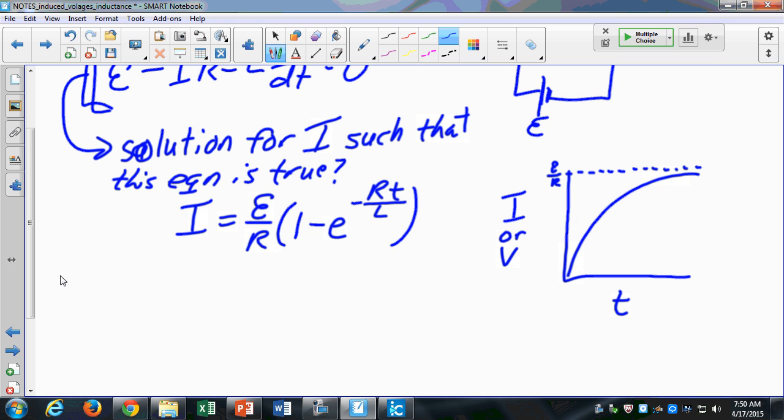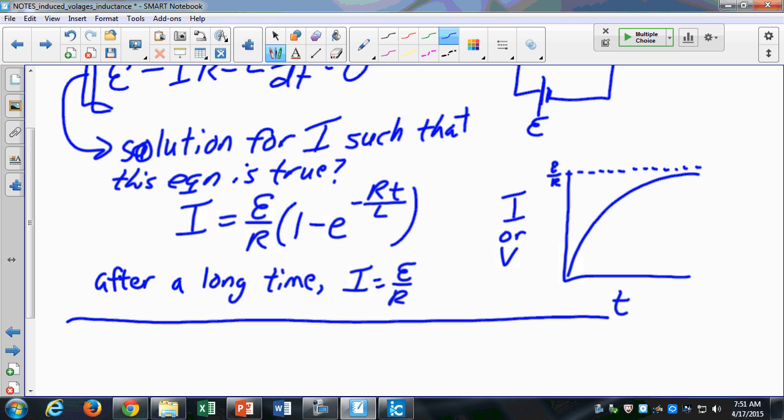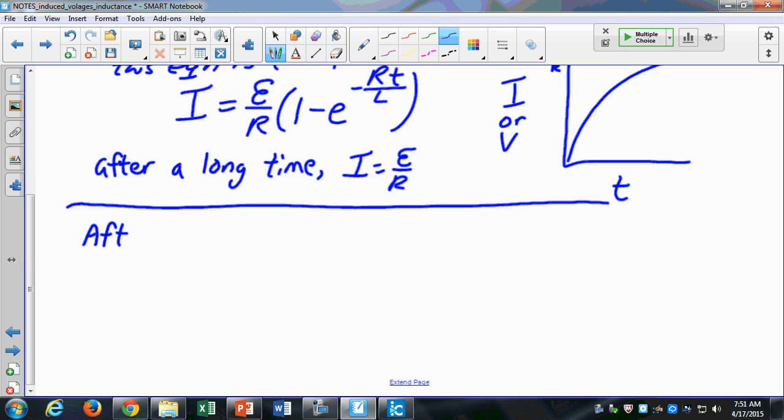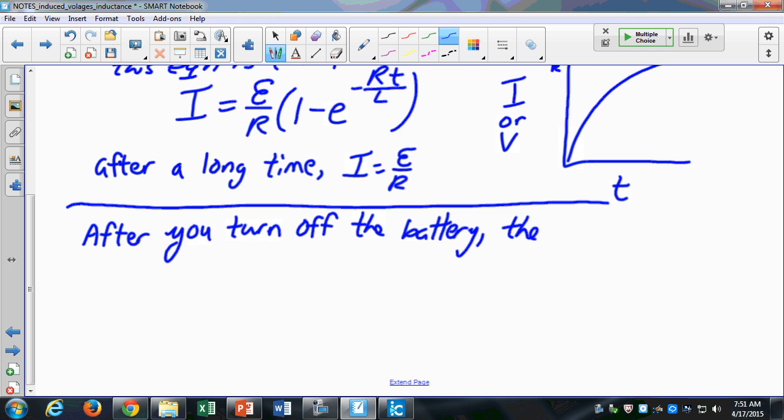All right, so after a long time, as I said, I is equal to E over R, as if the inductor is just not there at all. All right, so similar also to capacitors, after you turn the circuit off, that inductor will actually generate a current for a certain amount of time, and it'll decay. So I have this growth curve, and then after I turn off the battery, that inductor holds energy. We'll see that in just a bit, how it has a certain amount of energy in the magnetic field, and that will cause the current to continue. So after you turn the circuit off, the current exponentially decays.